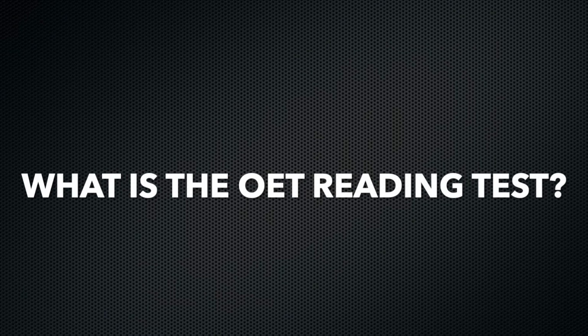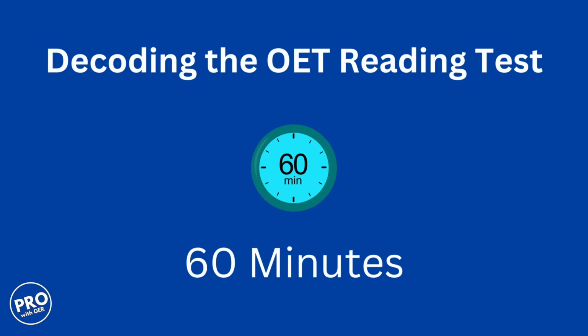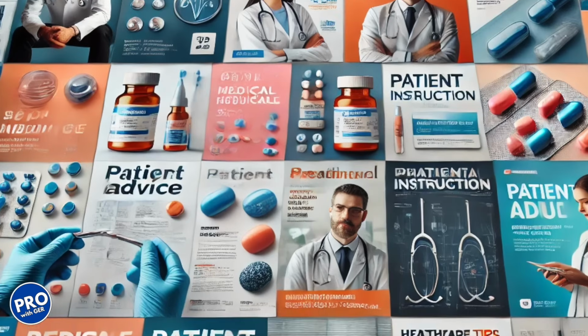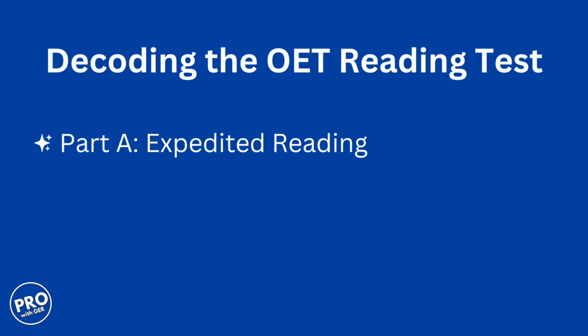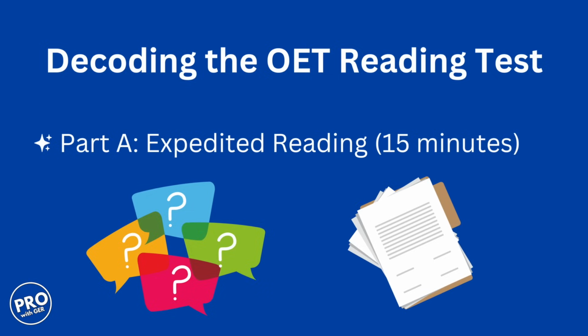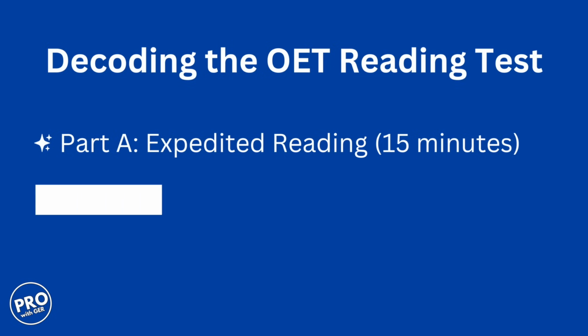First things first, let's understand what the OET reading exam actually involves. It's a 60-minute subtest designed to assess your ability to read and understand different types of texts commonly encountered in the healthcare profession. Part A is all about speed. You have just 15 minutes to answer 20 questions based on 4 short texts on a single medical topic. Your main goal here is to quickly locate specific information.